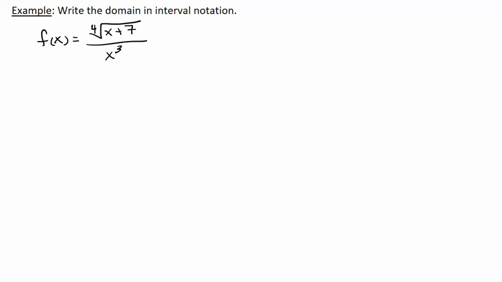Last example. I'm going to go kind of fast here because I'm running out of time on my video. I can see that I've got a denominator and I have an even root. So I'm going to have two things to combat. I'm going to look at my denominator first. What's going to make that equal 0? Well, if x is 0, then 0 cubed is 0. So x can't be 0. So I'll mark 0 on my number line, and I'll put an open circle around it to make sure I don't shade. Now I'm going to look at my numerator.